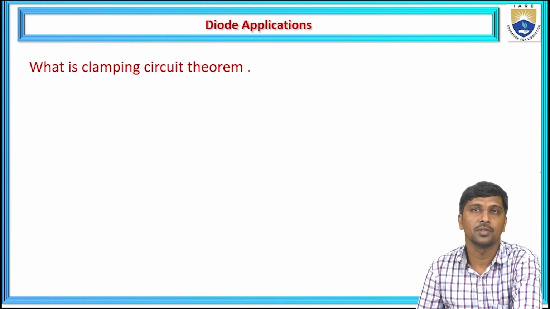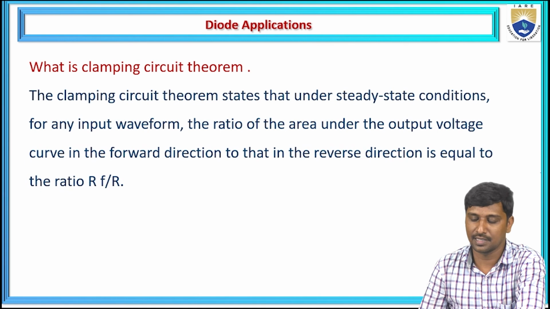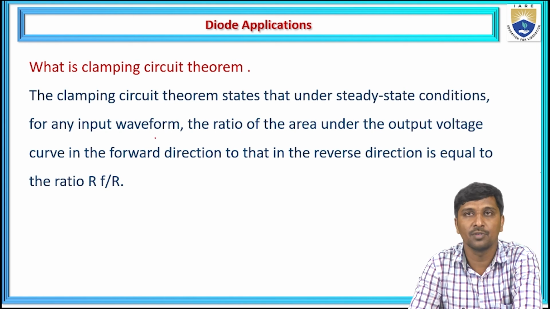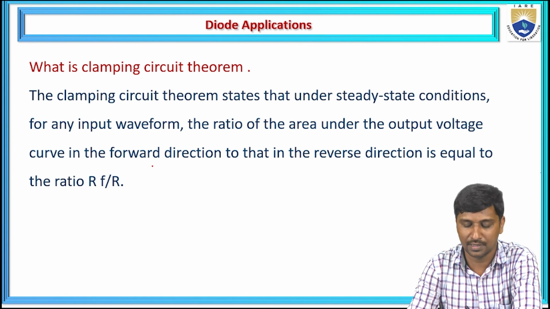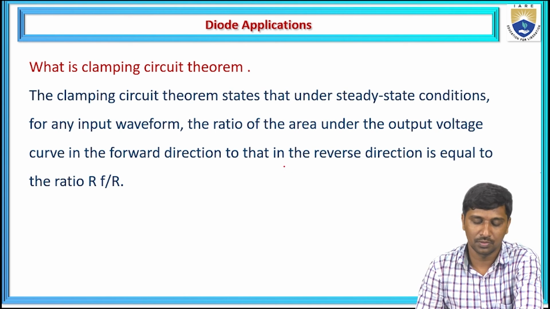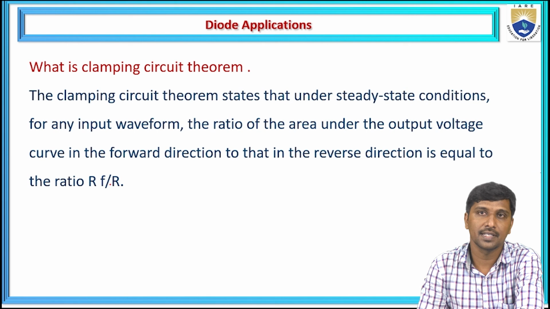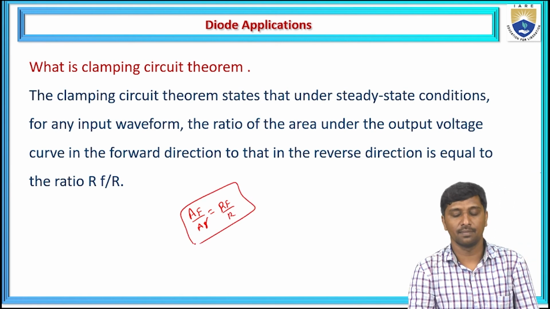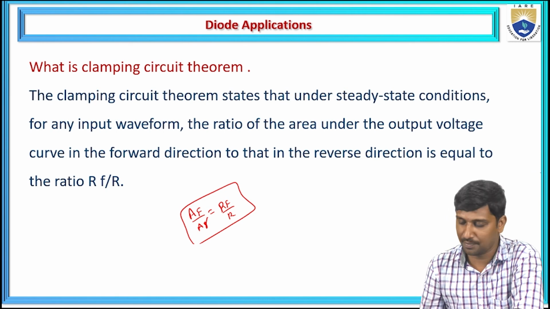So what is the clamping circuit theorem? The clamping circuit theorem states that under steady state conditions for any input waveform, the ratio of the area under the output voltage curve in the forward direction to the area in the reverse direction is equal to the ratio of the forward resistance to the reverse resistance R. This statement is called the clamping circuit theorem.